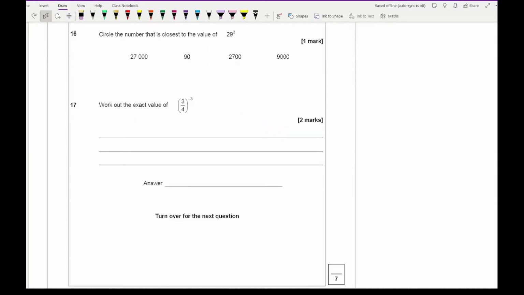For question 16, it says circle the number that is closest to the value of 29 cubed. Now 29 is roughly 30. So what I need to do is I need to work out what 30 times 30 times 30 is. Now 3 times 3 times 3 is 27, and I've got 3 zeros, so it's going to be 27,000.